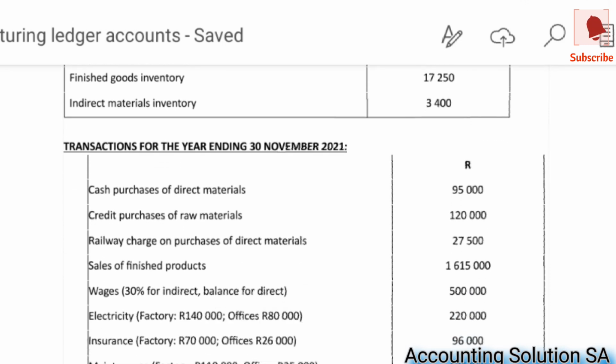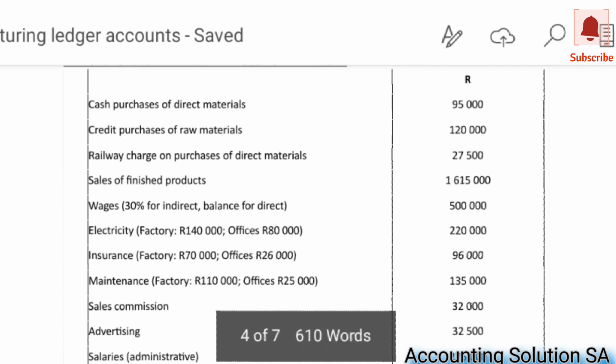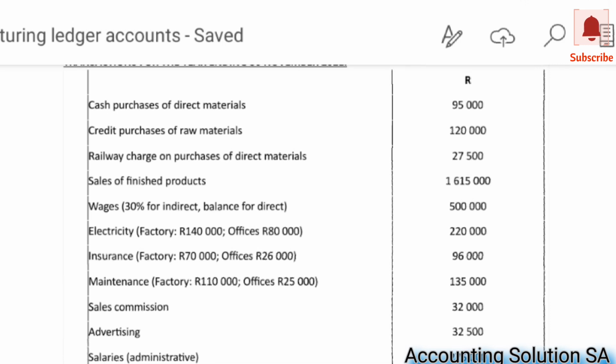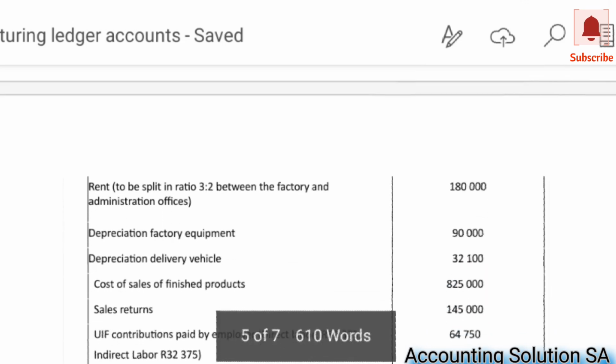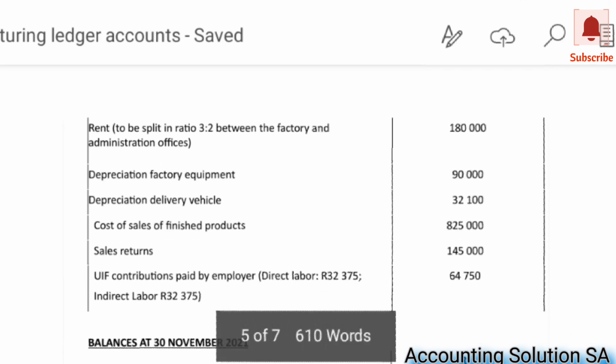Now let's take the information. The transactions for the year ending 30 November 2021: cash purchase of direct material, credit purchase of raw material, railway charge on purchase of direct material. We also have sales of finished goods, and wages, of which 30% are indirect and the balance is direct. They gave us separate figures. Then we have electricity for factory and office, insurance for factory and office, maintenance for factory and office, sales commission, advertising, sales, and indirect material purchase. Then we have rent, which you have to split into a ratio, and so on.